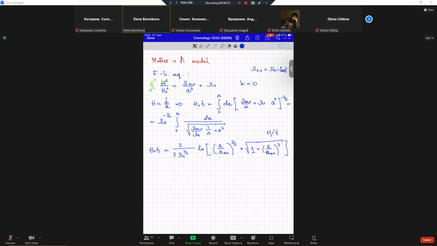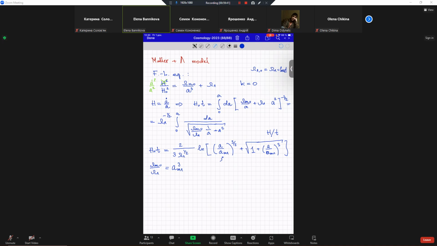So let's try to obtain this expression at home and send it to me. You also will need to take into account that, since you can see here that I put a_mΛ, omega_m0 divided by omega_Λ equals a_mΛ cubed. We obtained it before.